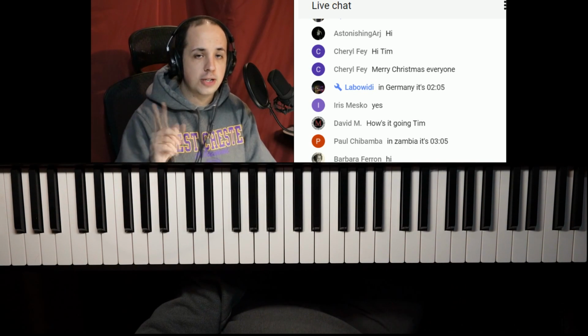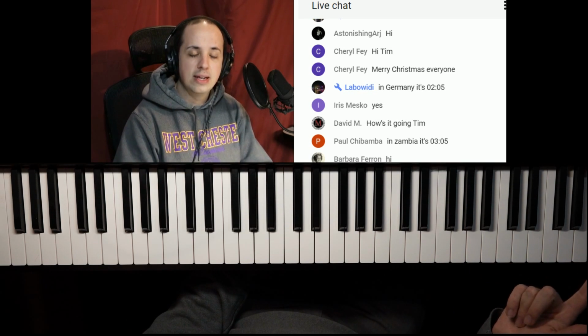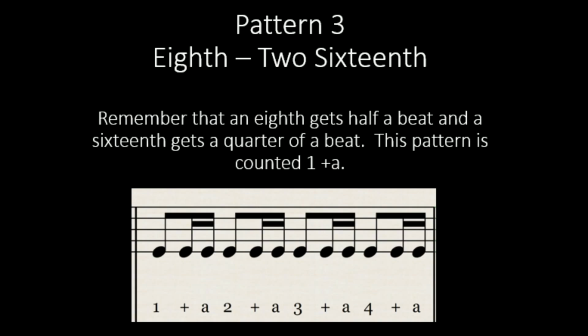All right, let's get on to the next rhythm that I find a lot of students miss, which is the eighth and two 16ths rhythm. A lot of us know how to count 16th notes, 1 e and a 2 e and a 3 e and a 4 e and. And a lot of us know how to count the eighths, 1 and 2 and. But a lot of students get confused when we start mixing eighths along with 16ths.